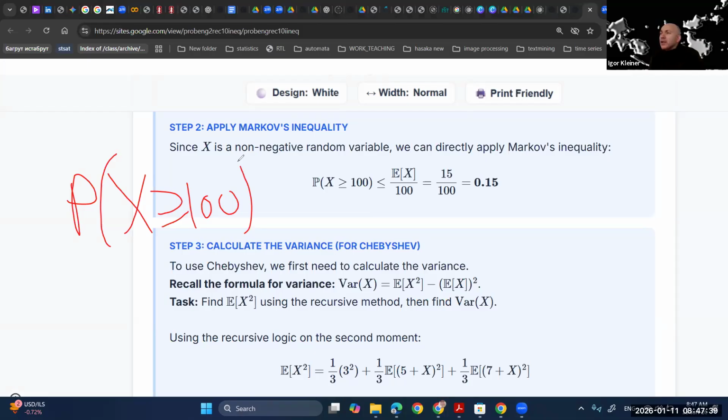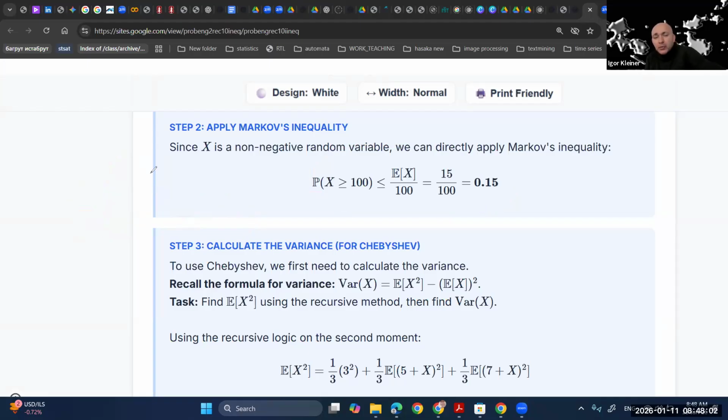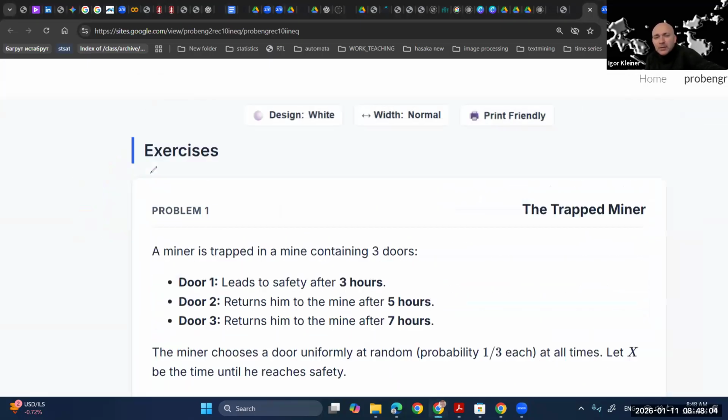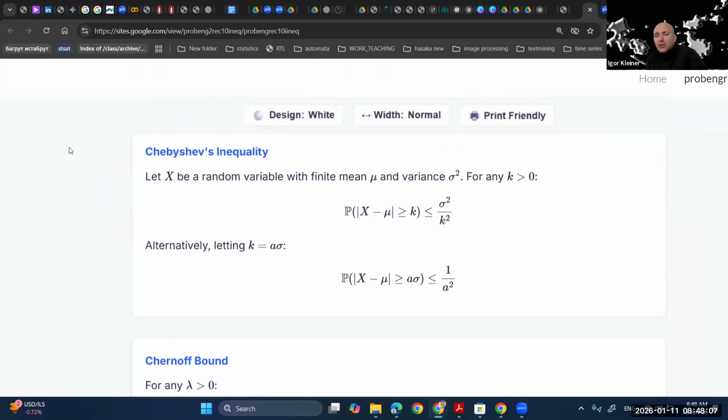Pay attention. In the previous lesson, we found that the probability that x is greater than or equal to 100 is less than or equal to 0.15. It's something, but it's not a very good estimator. So now we want to use Chebyshev inequality. But to use Chebyshev inequality, we need to know the standard deviation, the variance. So let us find it.